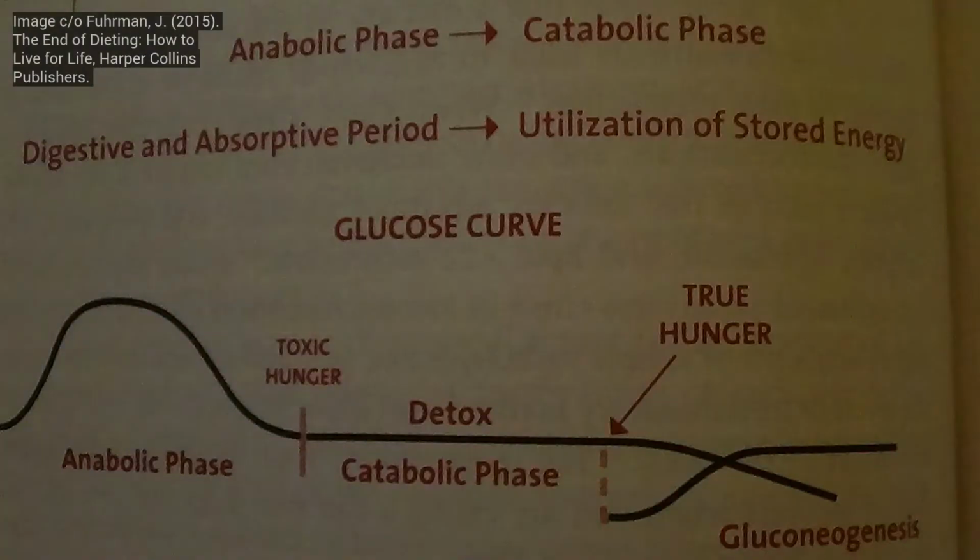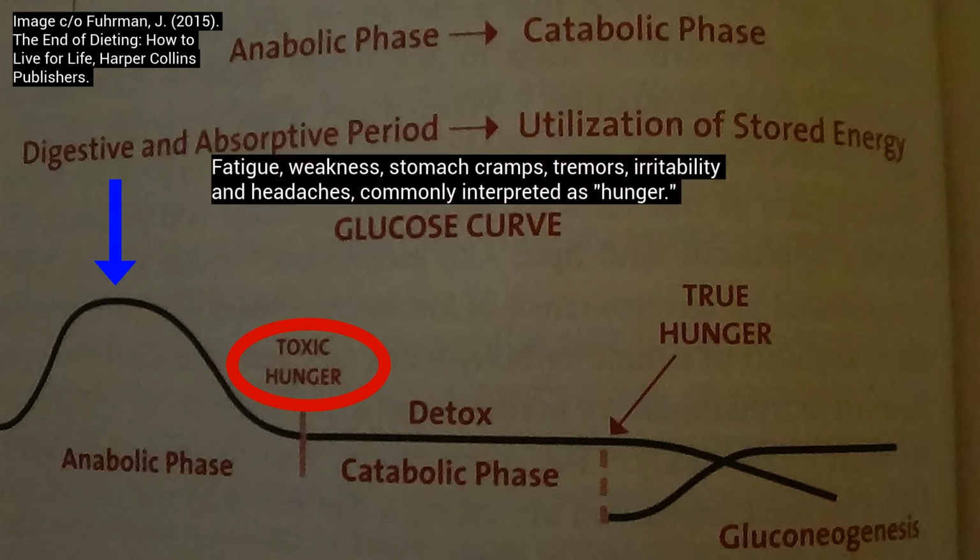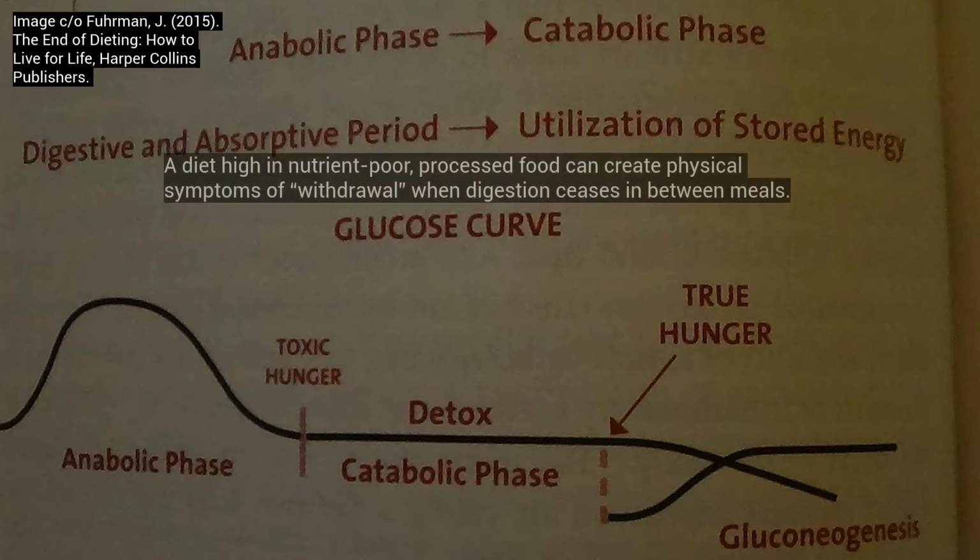Now, what I'd like to finish with is Dr. Fuhrman's curve here. This is his schematic on why obesity has a propensity to stay in an anabolic state. Okay? And Dr. Fuhrman's definition of toxic hunger is sensations such as fatigue, weakness, stomach cramps, tremors, irritability, headaches, and these are commonly interpreted as hunger. So the hypothesis is that a diet that's high in nutrient-poor and processed food can create physical symptoms of withdrawal when digestion stops or ceases in between meals.